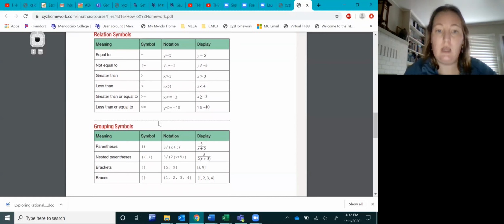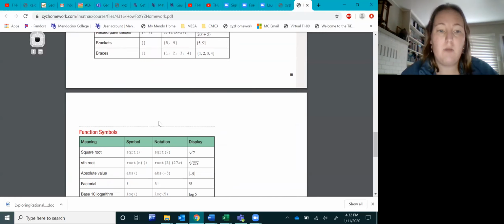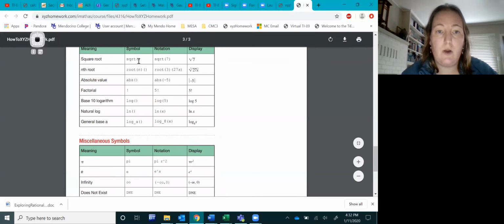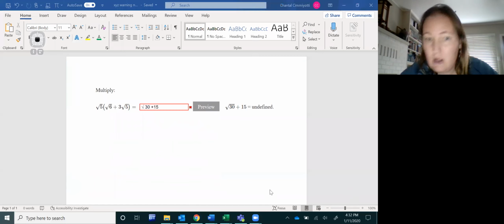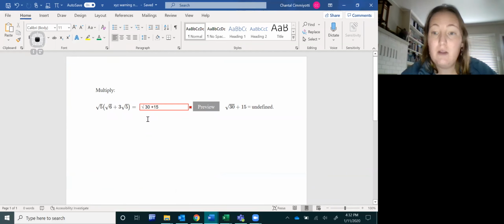So if you wanted to use the keyboard and type it in, you'll have some of those functions like square root, how to do it with an example. I did have a student who, I will show you what they did, used this square root symbol on their calculator, and it did not understand it. You can see it says undefined. It didn't understand how to interpret that.